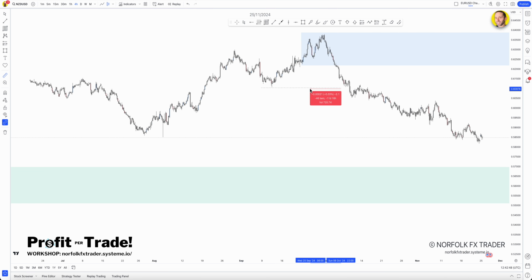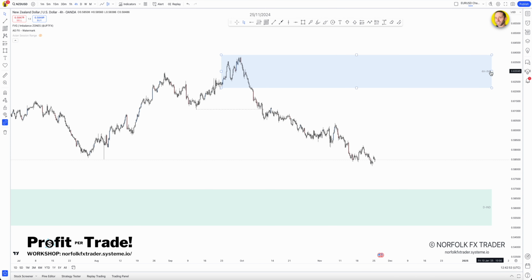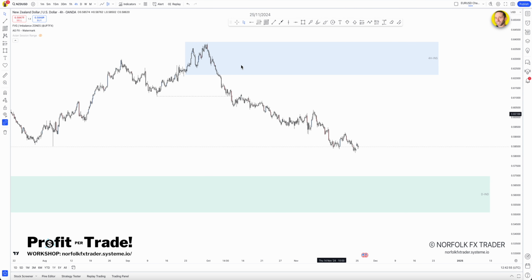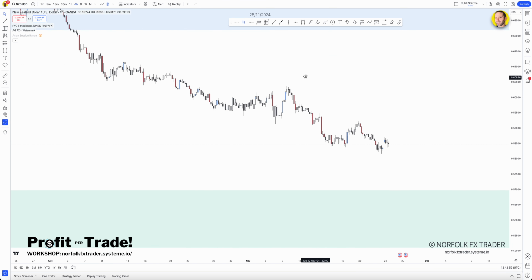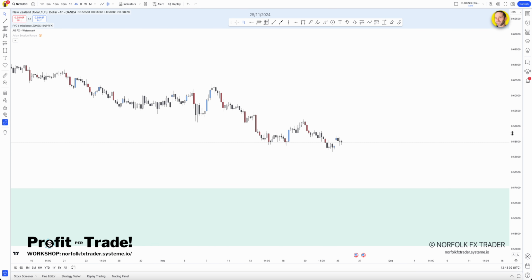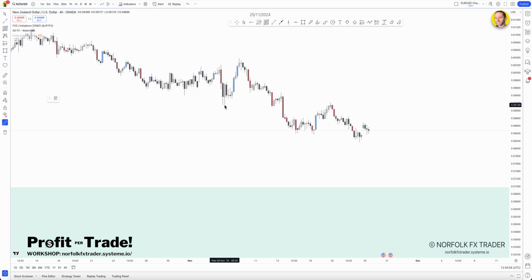So this is where we're looking for a pullback now into this area of supply. Obviously, we're a long way away from that area of supply, so now we can start looking at the lower time frames, see where price has been moving. So with this push up, we have a break of structure down here.